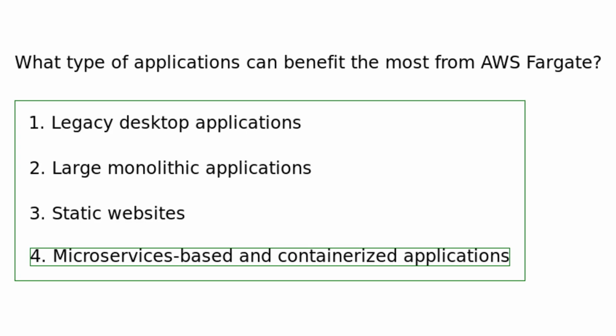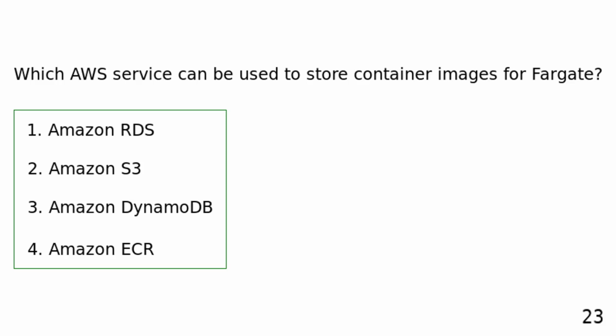Microservices-based and containerized applications benefit the most from AWS Fargate as it simplifies infrastructure management. Which AWS service can be used to store container images for Fargate? Amazon RDS. Amazon S3. Amazon DynamoDB. Amazon ECR.